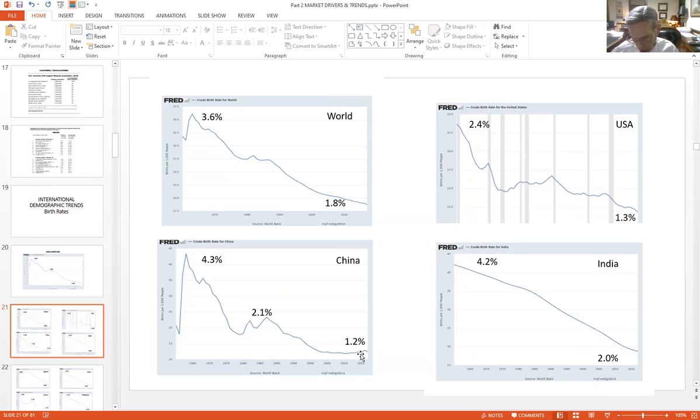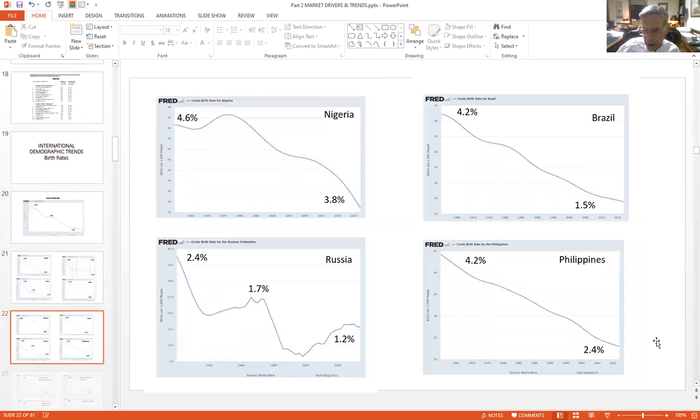And by the way, it's picked up slightly in China, and that's because the one-child policy ended, I think, about 3 years ago. And over here in the lower right, we have almost the same picture as China, getting started at 4.2%, but it has dropped less rapidly than China, and still is higher than China at about 2%.